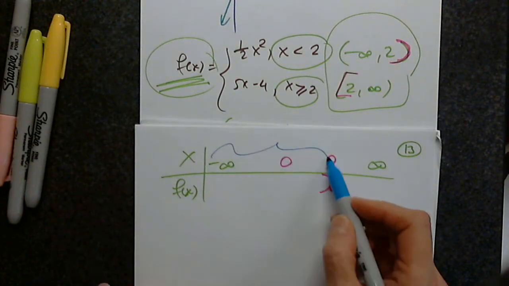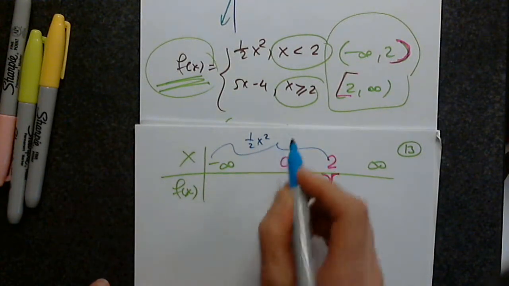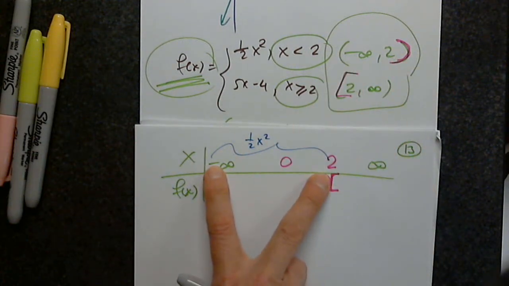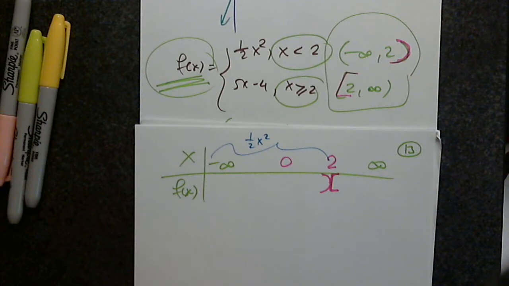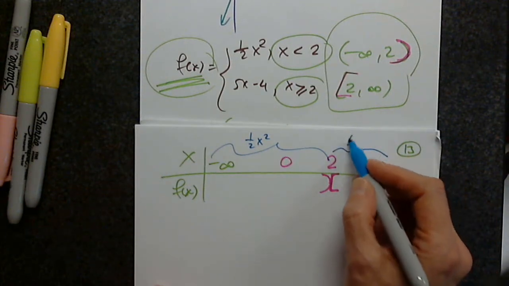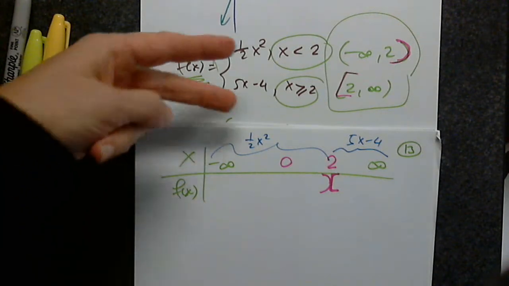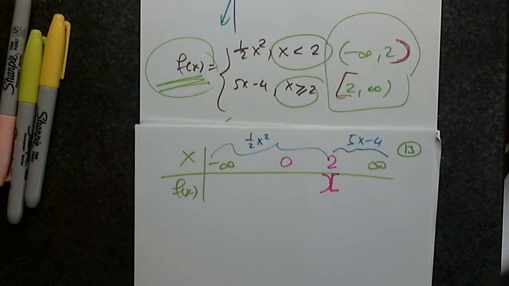So this piece is 1/2 x squared, right? That's what it says. For x values between negative infinity and 2, we will be using 1/2 x squared. And on the other side, 5x minus 4. And you can say, well, why are you writing them again? Here's why. Sometimes these two will not be given in the correct order. So I don't want to plug into the wrong branch.